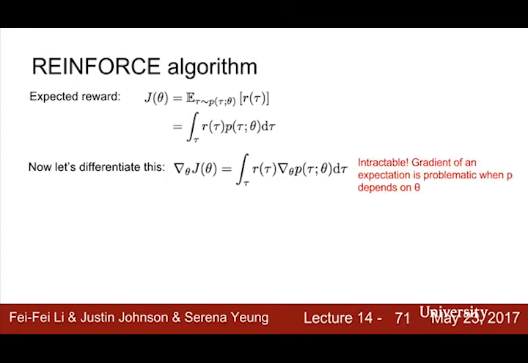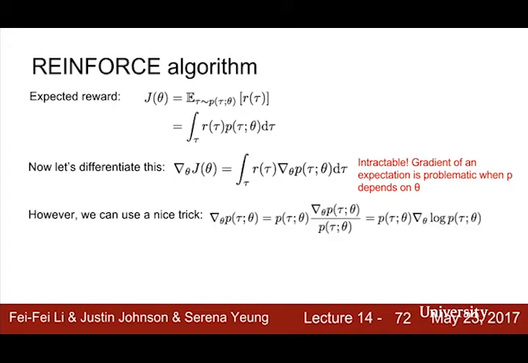So the problem is now if we try and just differentiate this exactly, this is intractable, right? The gradient of an expectation is problematic when p is dependent on theta here, because we want to take this gradient of p of tau given theta, but we want to take this integral over tau, right? So this is intractable.